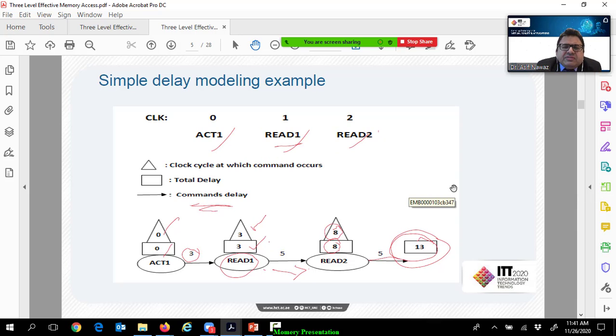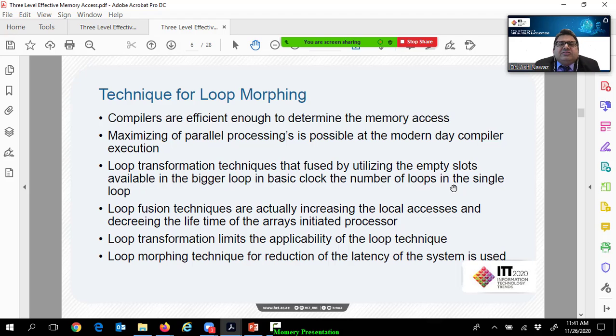What if read 1 and read 2 are done in parallel? Again, this is a basic concept, we can do this. So there are three techniques: loop morphing, loop fusion and loop transformation.